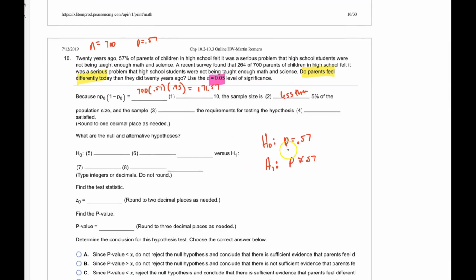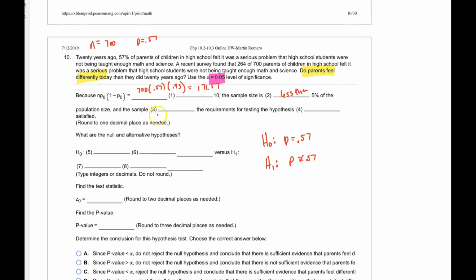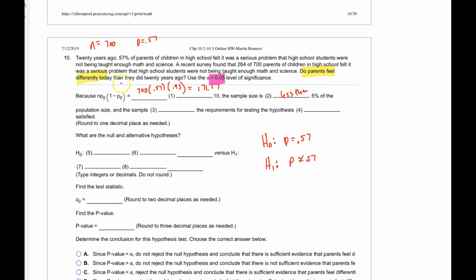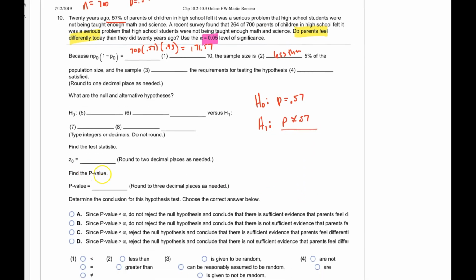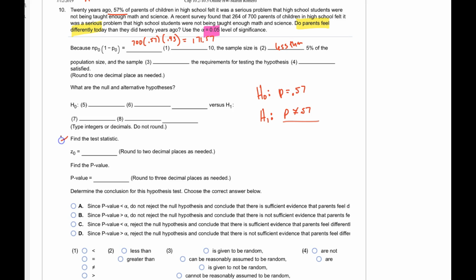And so here's the null and alternative hypothesis for this situation. The null is the proportion equals 57%. Do parents feel differently? And that would be that the p is not equal to 0.57. And so now we're going to calculate the test statistic and find the p-value.